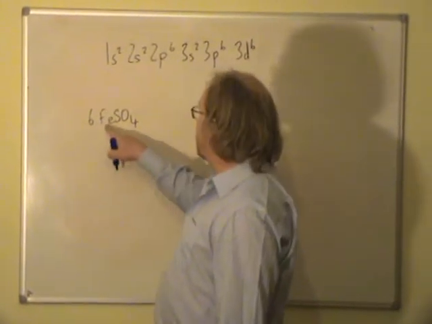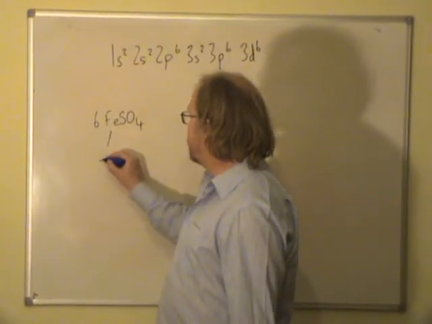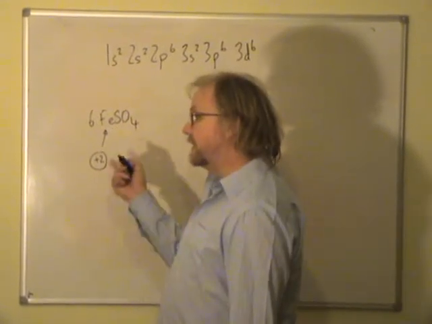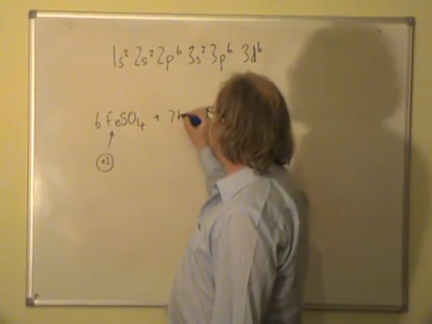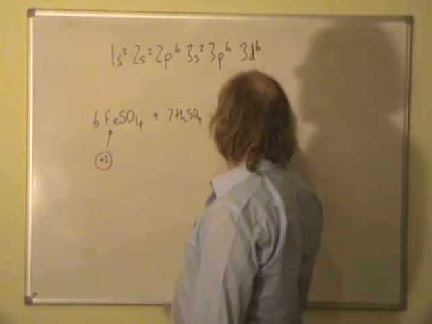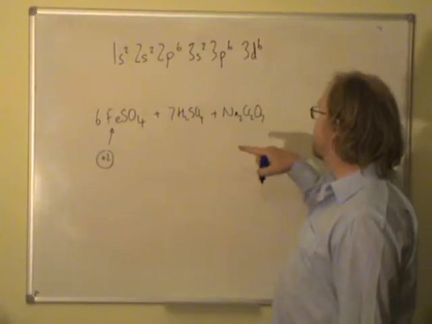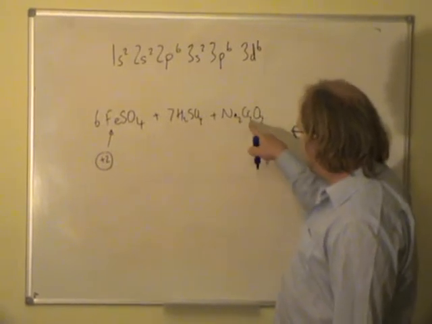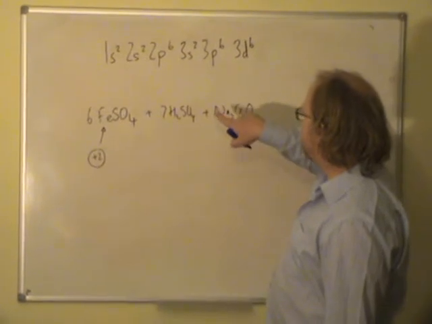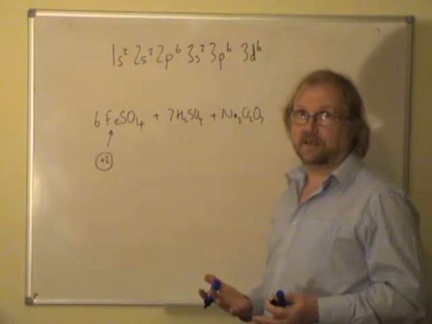We know that this is iron 2+, so we don't actually need to work that out because it's told to us in the question that the iron is +2 in that oxidation state, in that compound. Plus 7H2SO4 plus Na2Cr2O7. This compound is sodium dichromate, and the element whose oxidation state changes in here is going to be the chromium. Remember that sodium and oxygen always have the same oxidation states in compounds.